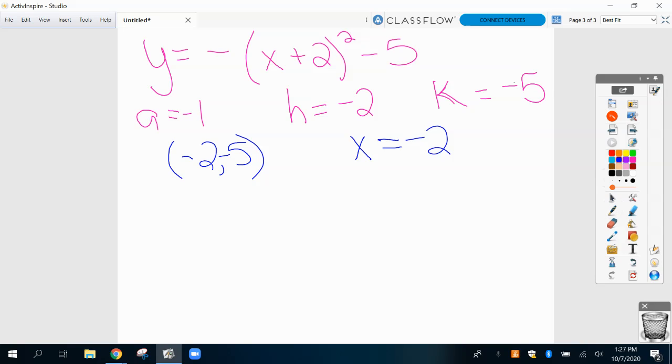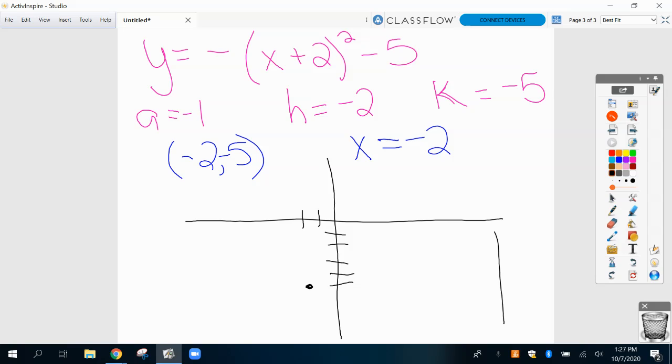So if I wanted to graph this parabola on my coordinate plane, I would want to plot the point, actually, make this line a little higher. I would want to plot the point negative 2, negative 5. That is my vertex. So I'm plotting that point right there. Then I'm using that same table that I had from the last page, the one I told you to keep in your notes.